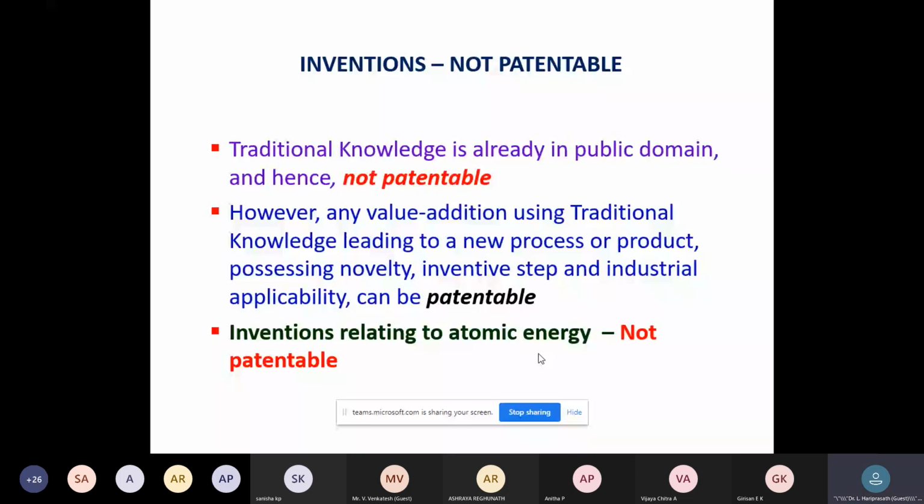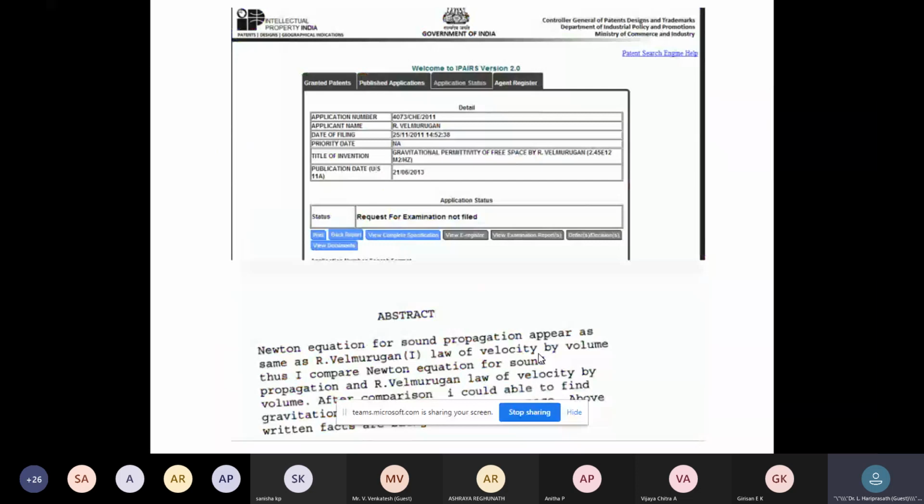This is just to give you an example of the patents that have been filed in our patent office. The invention here is titled "Gravitational permittivity of free space" by R. Vel Murugan. So what this inventor is trying to state is that Newton's equation for sound propagation is entirely wrong.